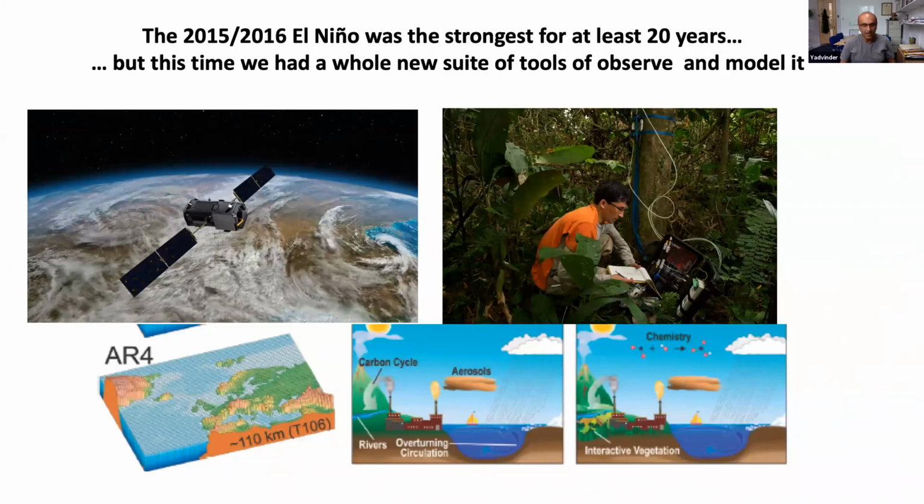And so the El Niño was the strongest, at least since the 2015-2016 El Niño, but this time, unlike in the late 90s, we had a whole new and powerful suite of macroscopes to observe and model it, ranging from satellites. We had our ground observation networks across the tropics like GEM, and we also had sophisticated modeling approaches that we could employ.